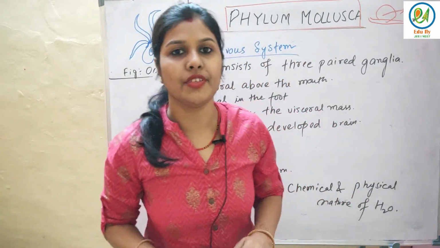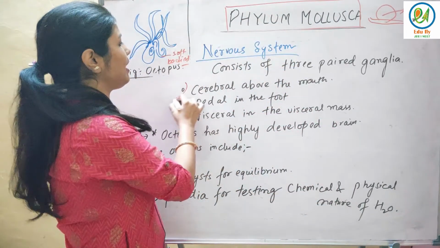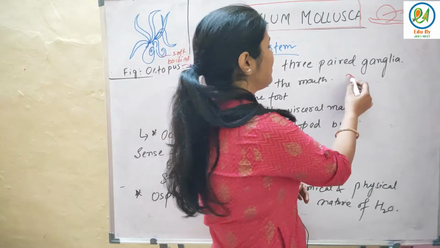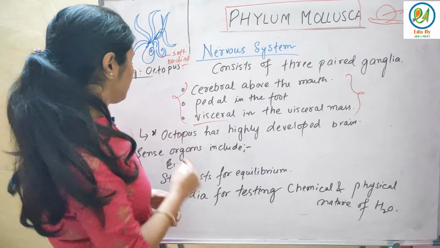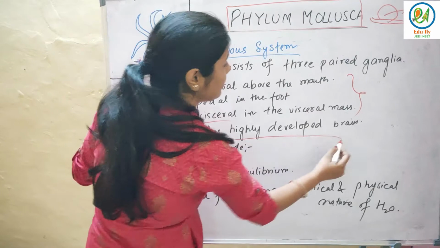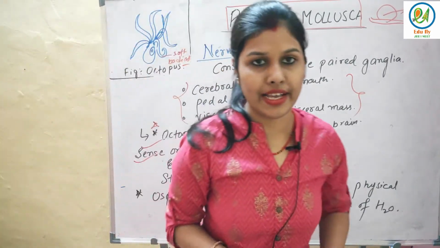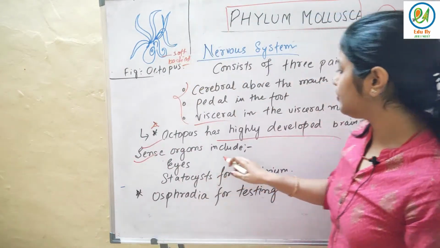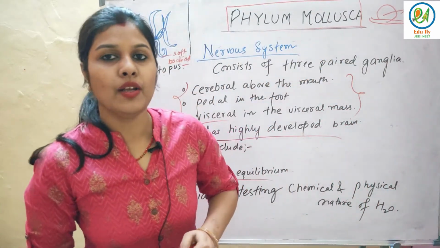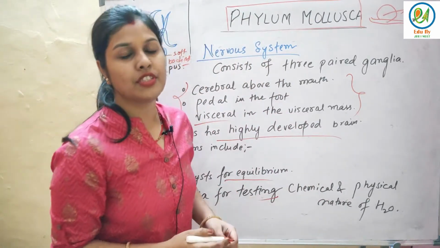So now let's talk about the nervous system. The nervous system consists of three paired ganglia: cerebral above the mouth, pedal in the foot, and visceral in the visceral mass. These three are present in the nervous system of mollusk. Also remember from NEET point of view, octopus has a highly developed brain. The sense organs include eyes and statocysts. Statocyst is used for equilibrium. Also one more organ is present, osphradium, which helps in testing the chemical and physical nature of water.